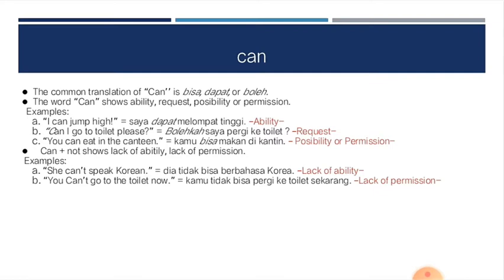And then can plus not shows lack of ability or lack of permission. For example, she can't speak Korean. Dia tidak bisa berbahasa Korea. It shows lack of ability. And then you can't go to the toilet now. Kamu tidak bisa pergi ke toilet sekarang. It shows lack of permission.